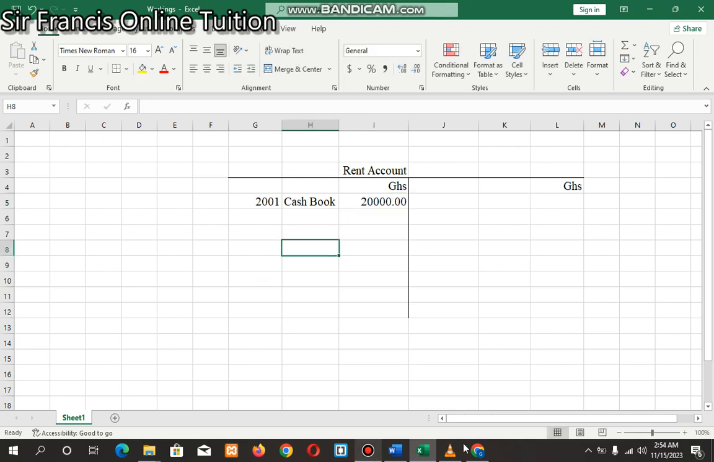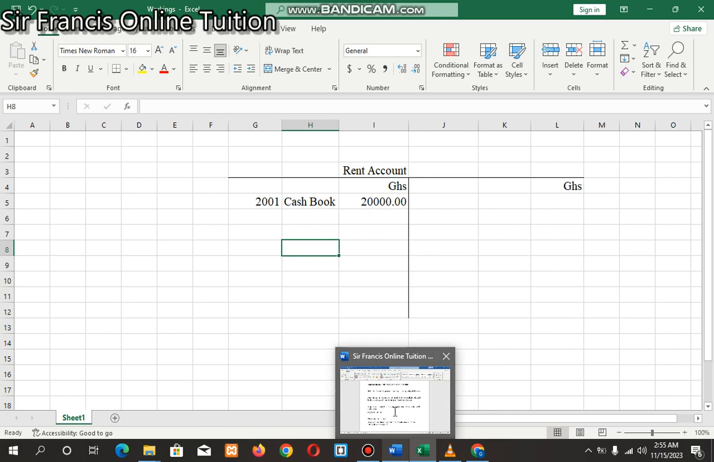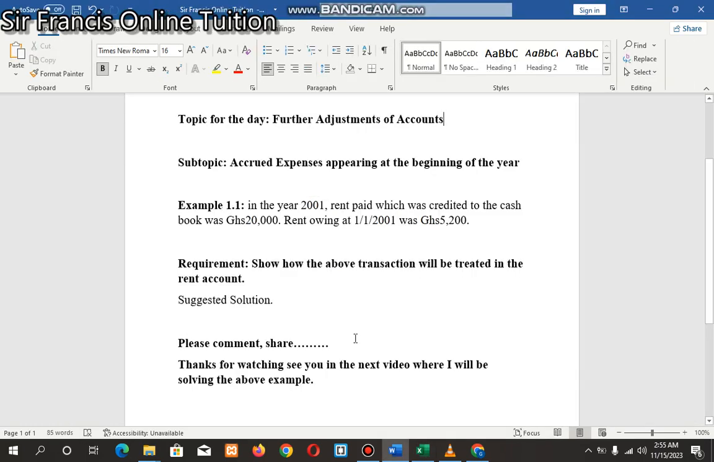Now, in the previous example, I said rent relating to the previous year should be deducted from the one that we paid. So over here, this 5,200 is relating to the previous accounting year. It's not part of this year's expenses, and it should be taken out of the 20,000 that we've paid. So if you don't have the explanation on it, just go and watch my previous video. So we are taking this one out. It's not part of the 20,000 that we paid for 2001. This one is relating to the previous accounting year, which is the year 2000.